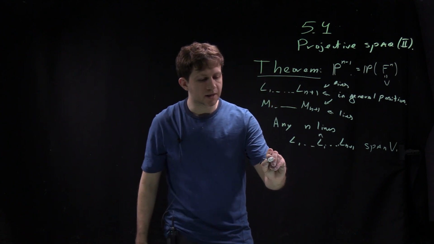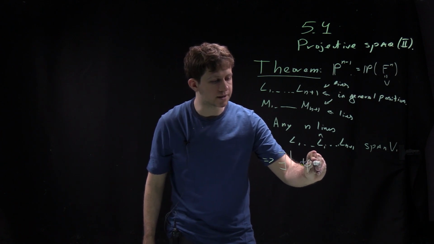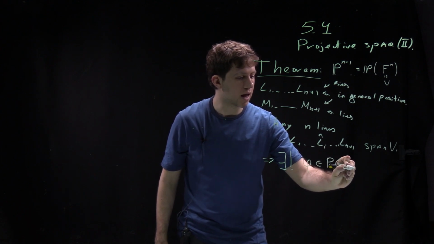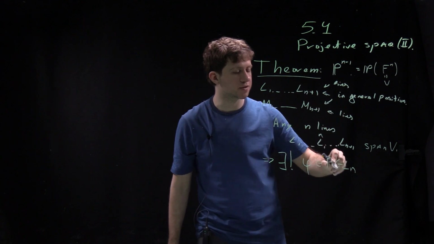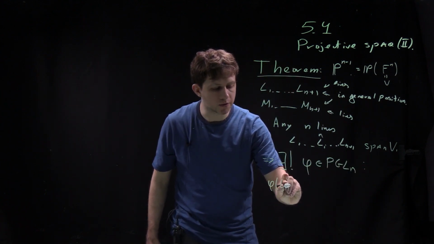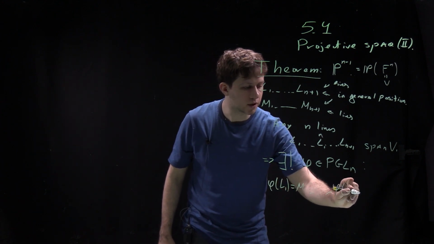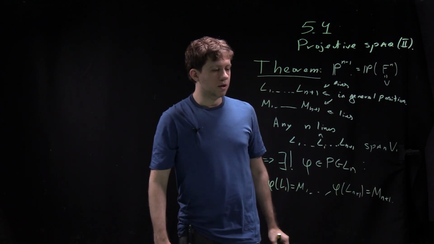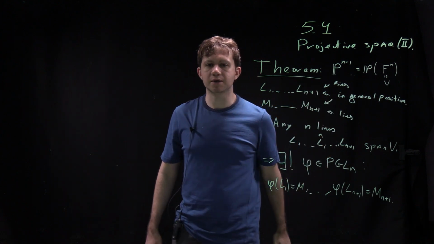Then there exists a unique phi inside PGL_n, a projective transformation of our space, such that phi of L1 equals M1, and so on, phi of L_{n+1} equals M_{n+1}. So there is a unique transformation sending all these lines to all these lines.